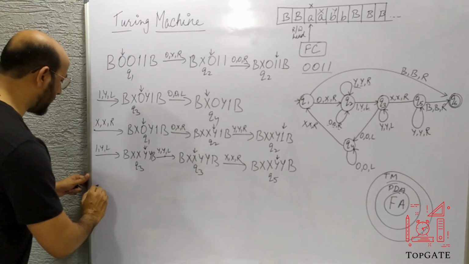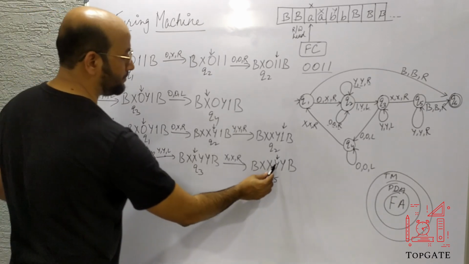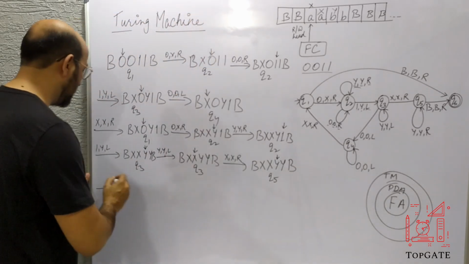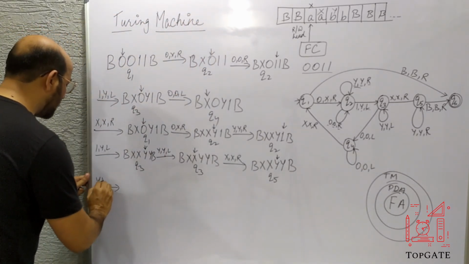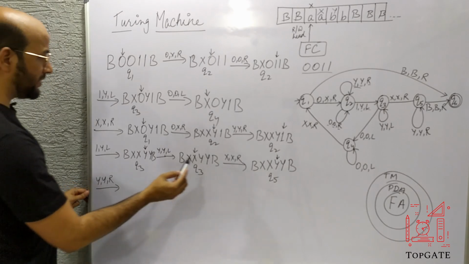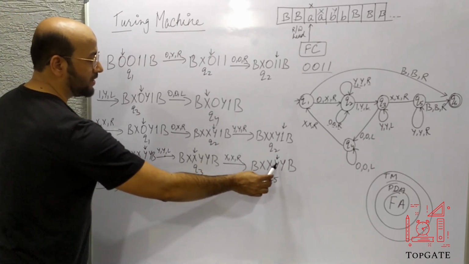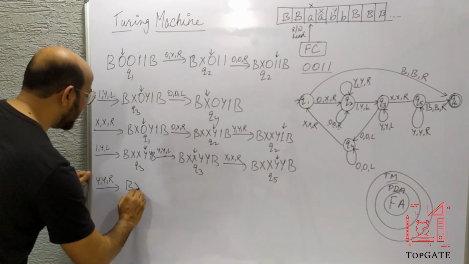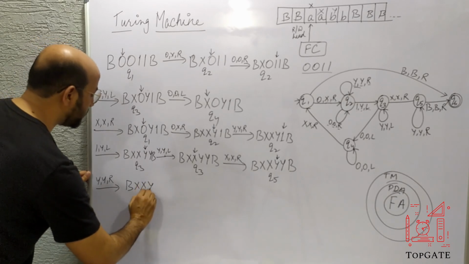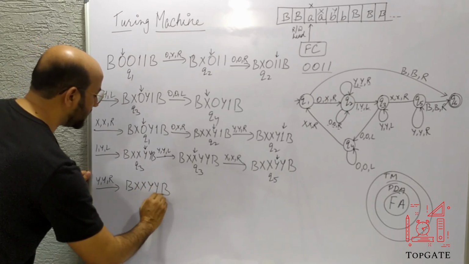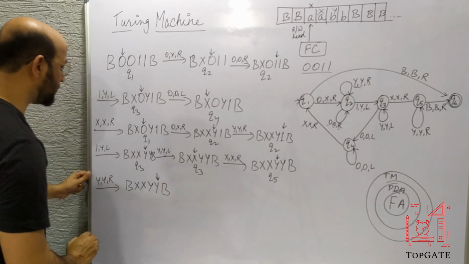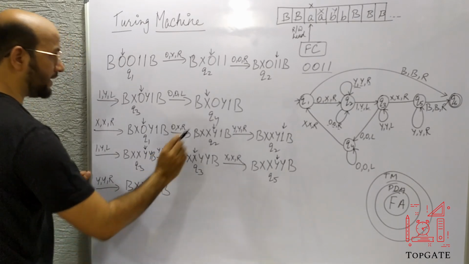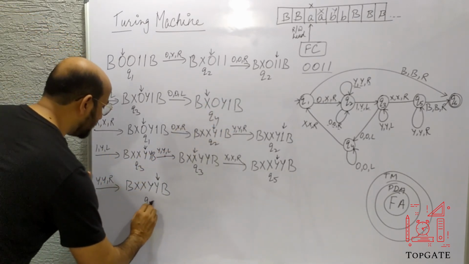Now at Q5 input for Y, I have this self loop. So I'll write Y comma R. That is, whenever at state Q5 we are reading Y, we should leave it as Y and move to the right side. What I'll write here is B, X, this Y will be Y, then B. The pointer will now point on to this one, and the state will be Q5 only because it is a self loop.